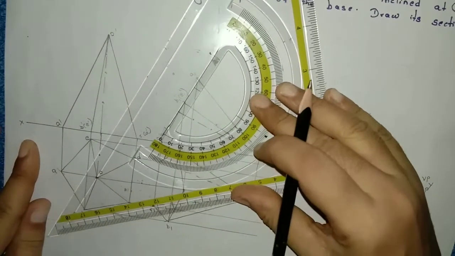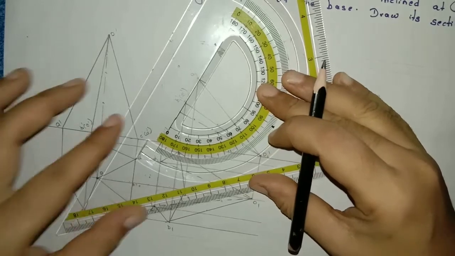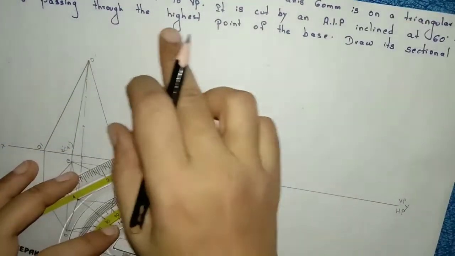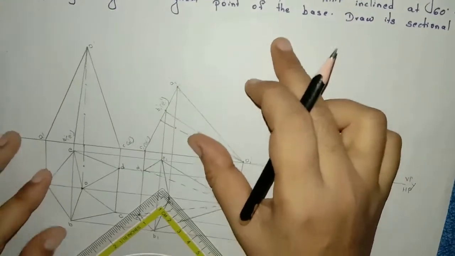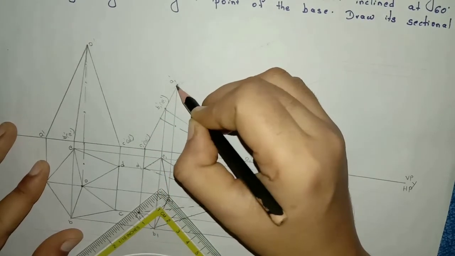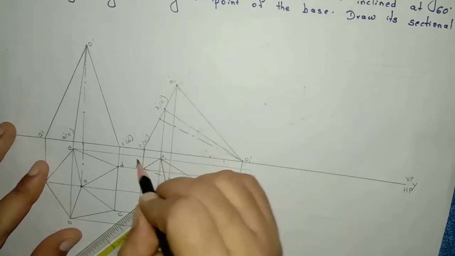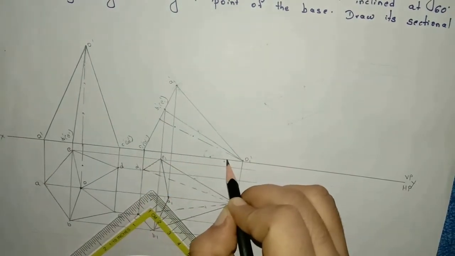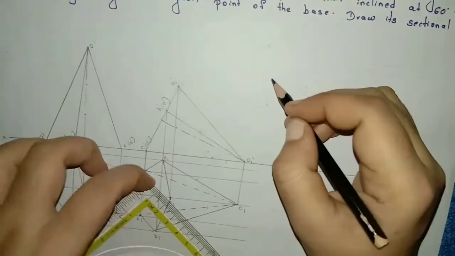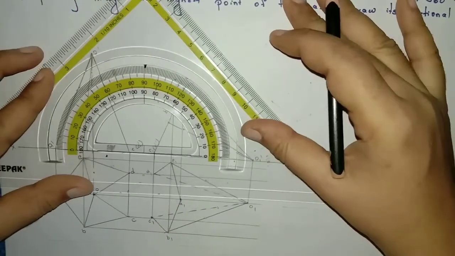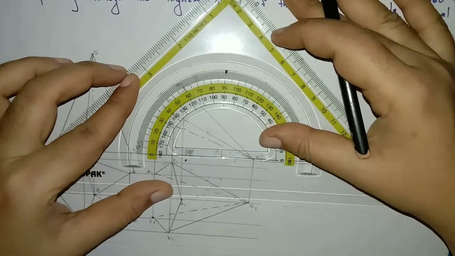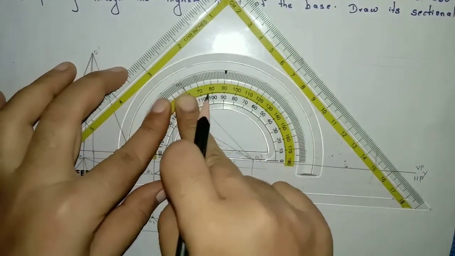Place your protractor on that line from the highest point. Mark 60 degrees, passing through the point of the base, the highest point of the base. This is your base. Place your protractor on this reference line. By trial and error method, see where 60 degrees touches this point. Just move your protractor like this and see exactly where 60 degrees meets this highest point.